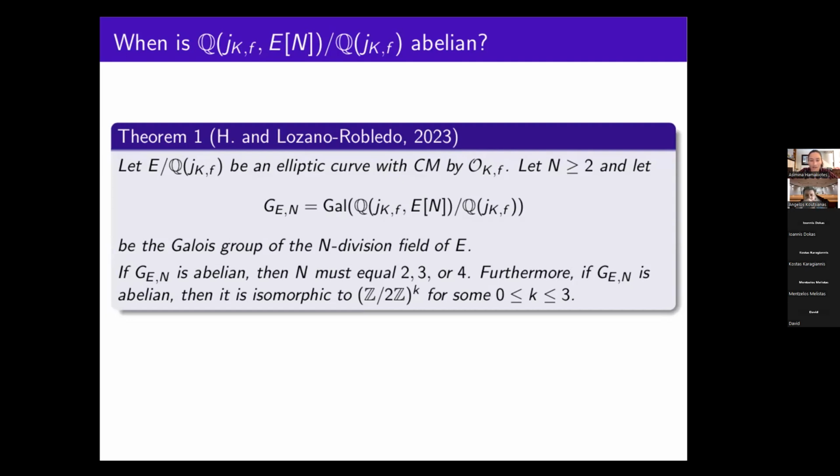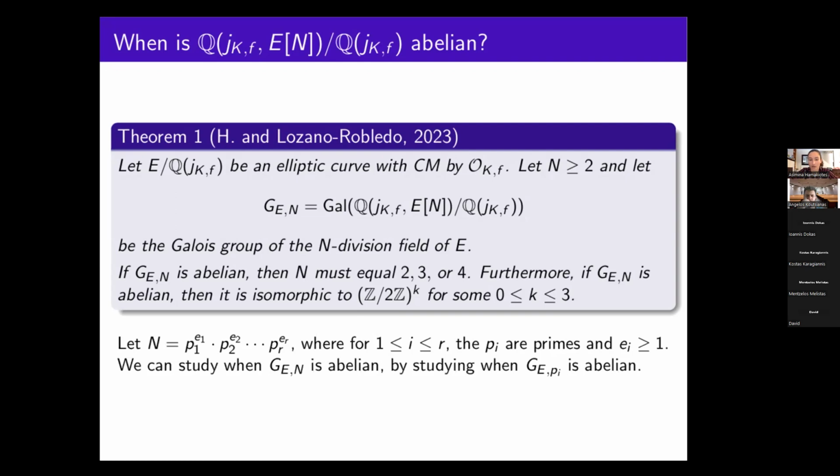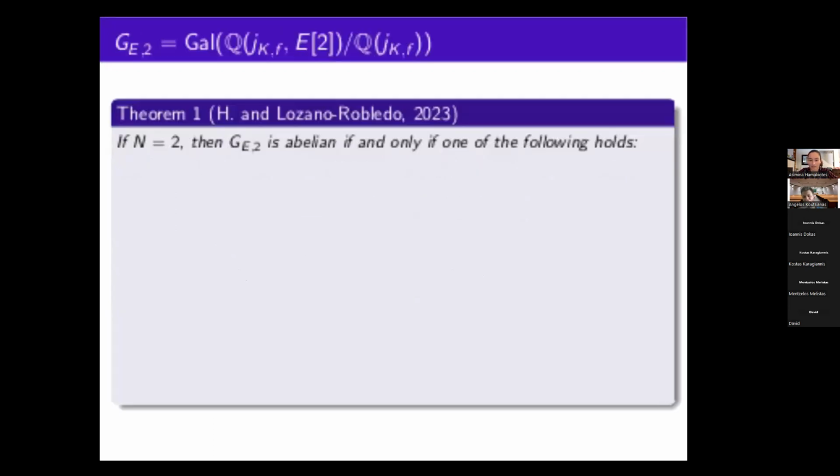This statement is all in terms of n, but when I'm talking about parts of the result, we'll talk about it in terms of primes. If you take the prime decomposition of n, where the p_i are all the distinct primes, we can study when G_{E,n} is abelian by studying when G_{E,p_i} is abelian, because this will be the compositum of all these groups. So, let's say n is 6: if it's not abelian for 2, then it's not going to be abelian for 6.